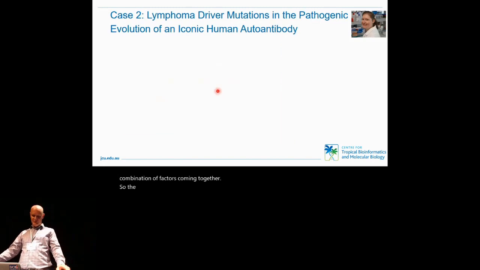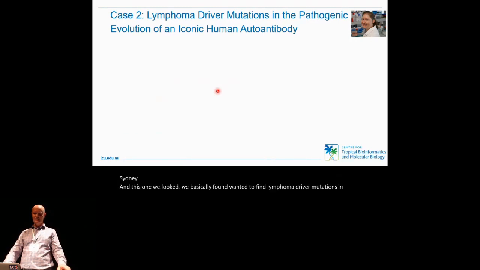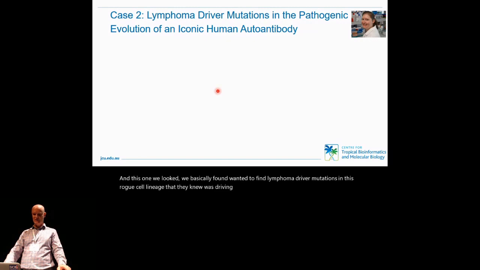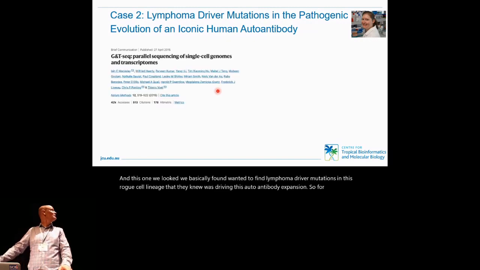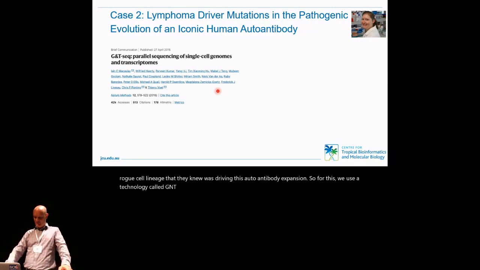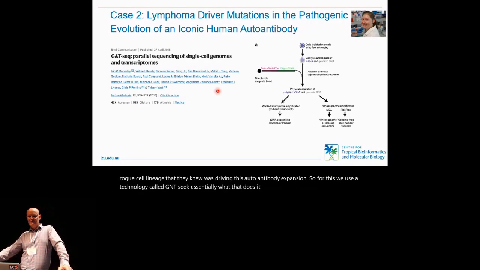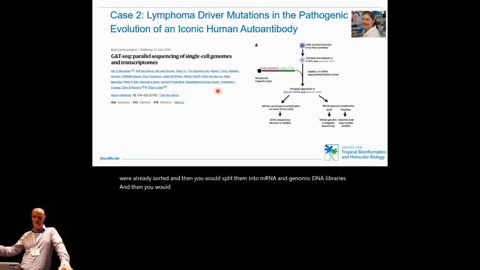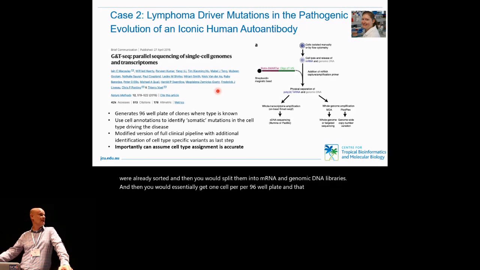So the first case, our proof of principle, was led by PI Joanne Reed, who's at Westmead in Sydney. This one we basically wanted to find lymphoma driver mutations in this rogue cell lineage that they knew was driving this autoantibody expansion. So for this, we used a technology called G&T-seq. Essentially what that does, you would basically take cells that were already sorted, and then you would split them into mRNA and genomic DNA libraries, and then you would essentially get one cell per well of a 96 well plate. And that would essentially be what I would analyze.